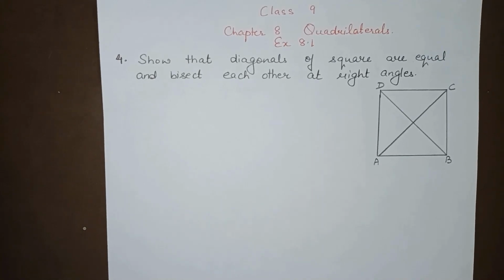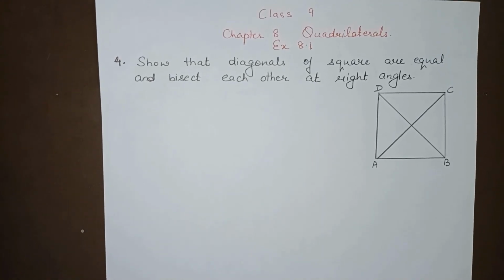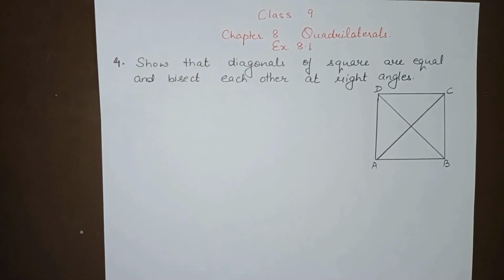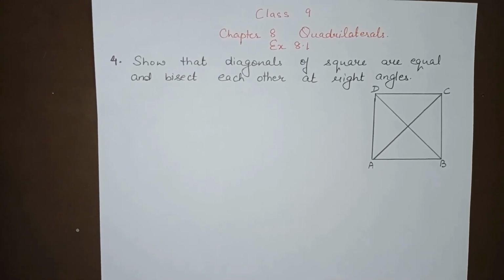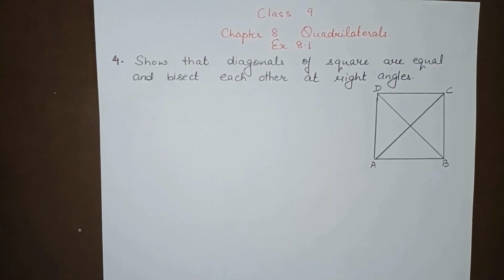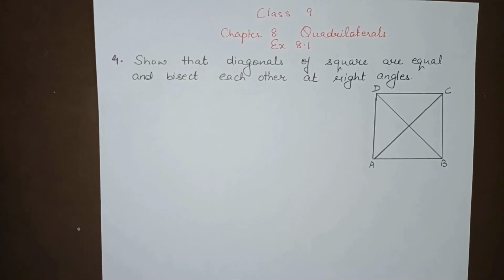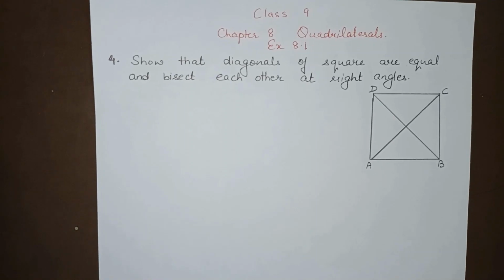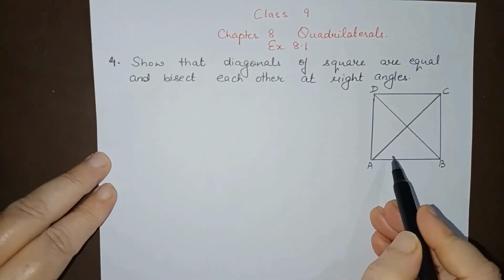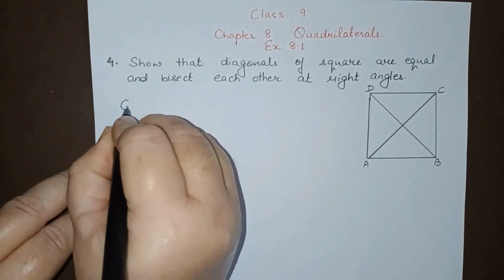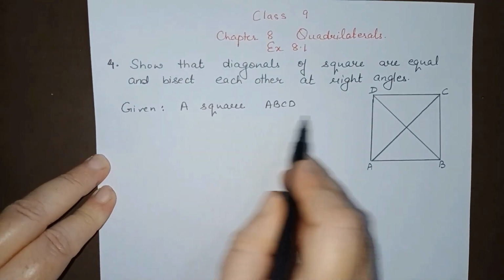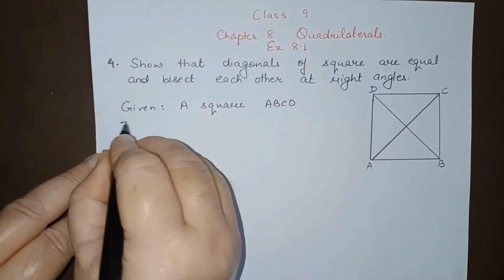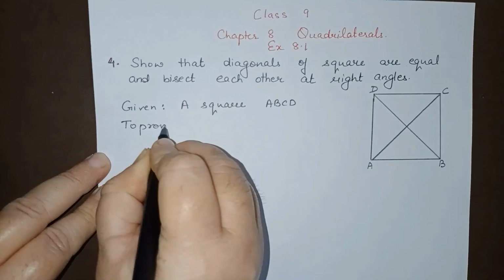Hello everyone, today we will do class 9th chapter 8 quadrilaterals exercise 8.1 question number 4. Show that the diagonals of a square are equal and bisect each other at right angles. Now this is a square, so let us write what is given to us. Given a square ABCD. Now see, we have to prove here three things.